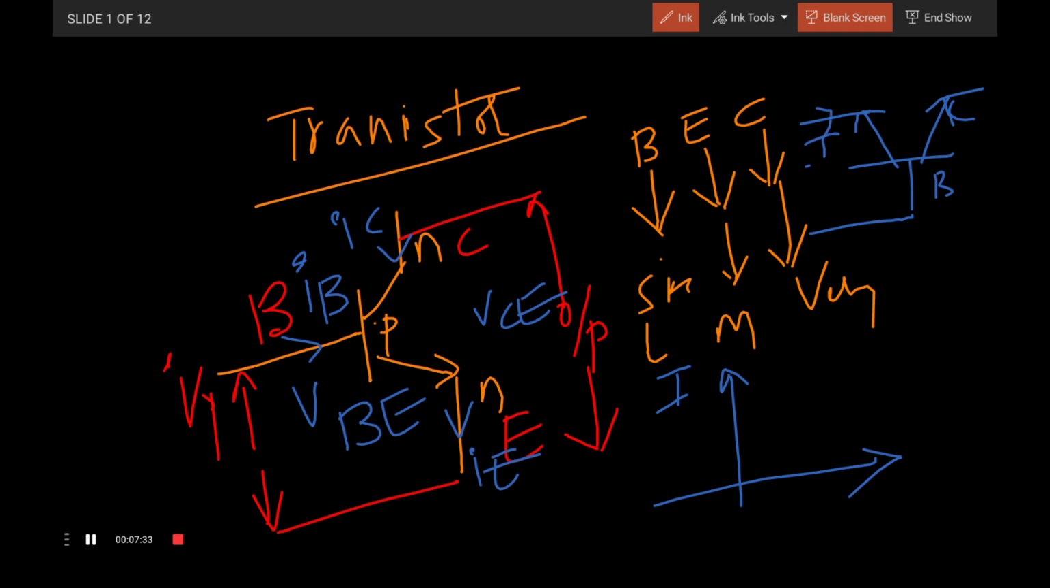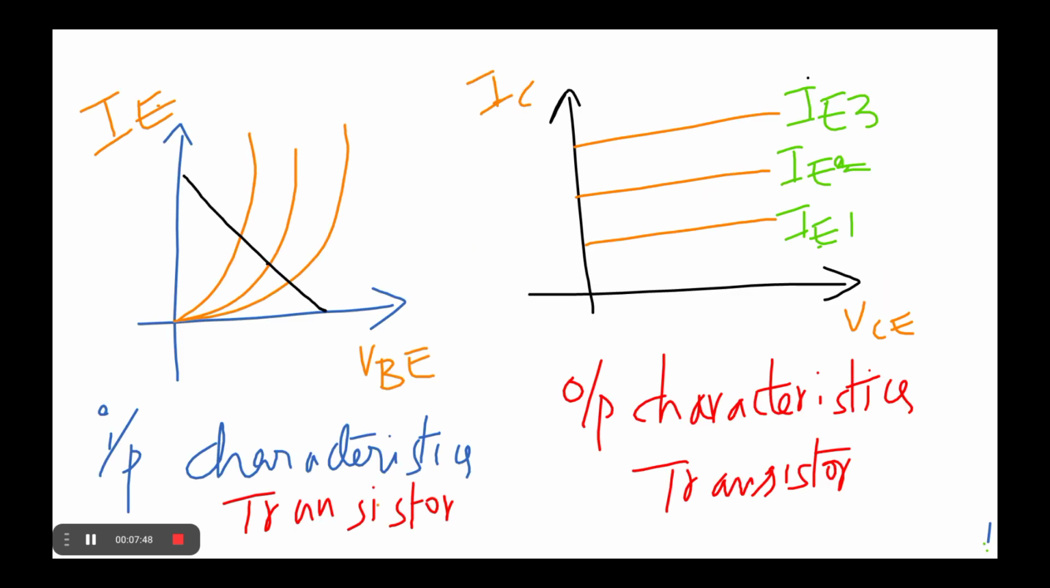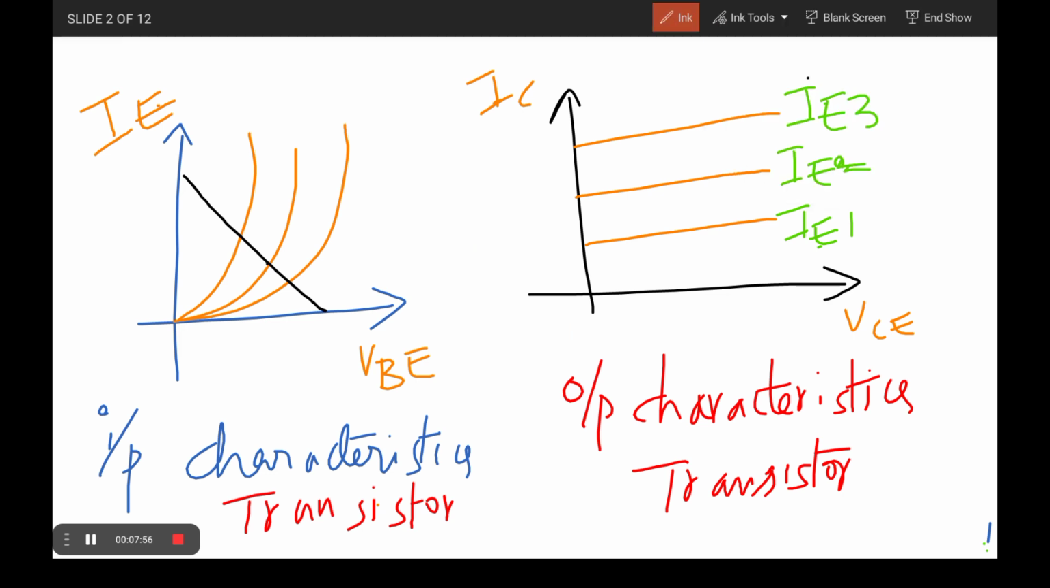In this case, the emitter current is the IE, this voltage is the VBE, and this is the VCB. That is the representation. Let us see it from a general point of view. Let me take the characteristics of a transistor. This is generally called the input characteristics of a transistor.